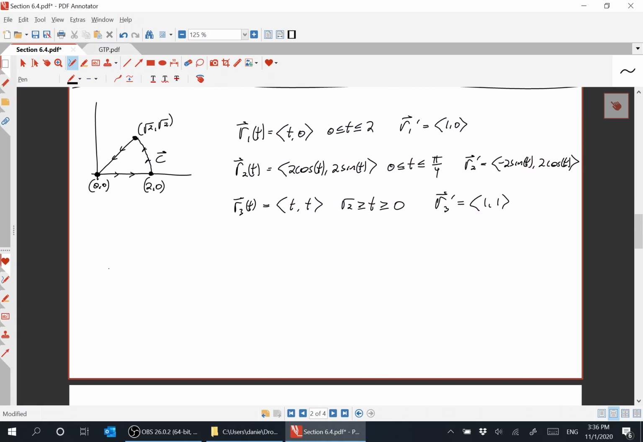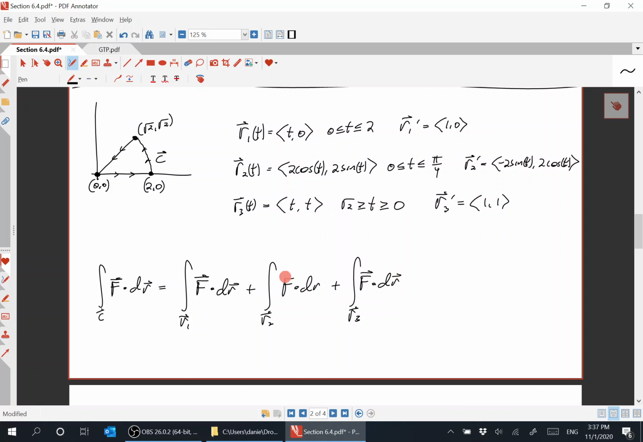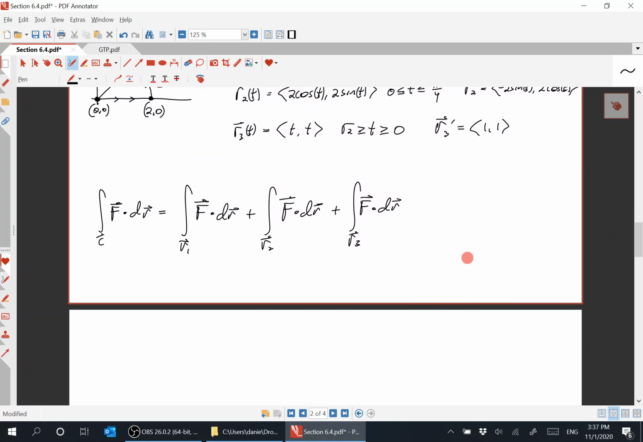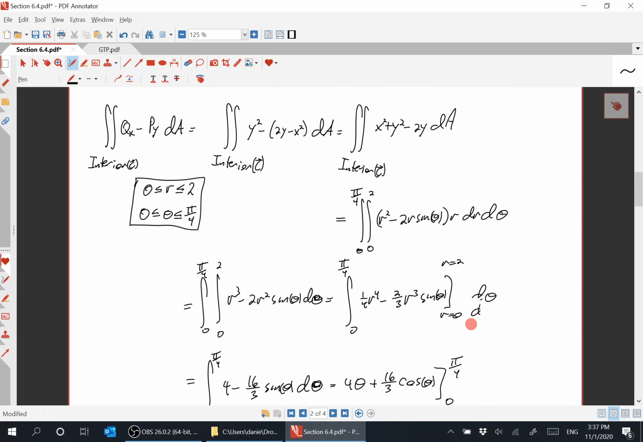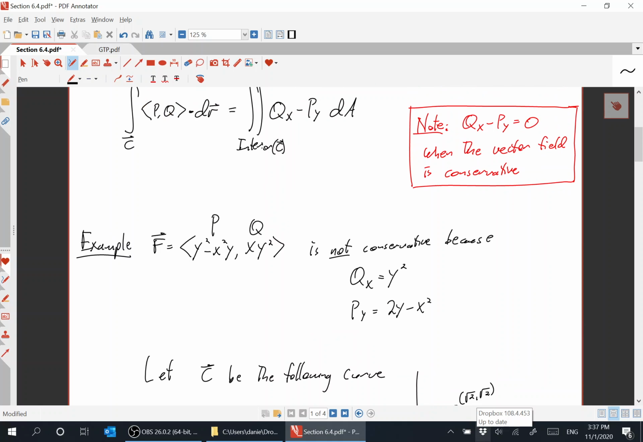Okay, so the vector line integral over C of f dot dr is equal to the line integral over the R1 part, plus the R2 part, plus the R3 part. And what was f again? F was right here.